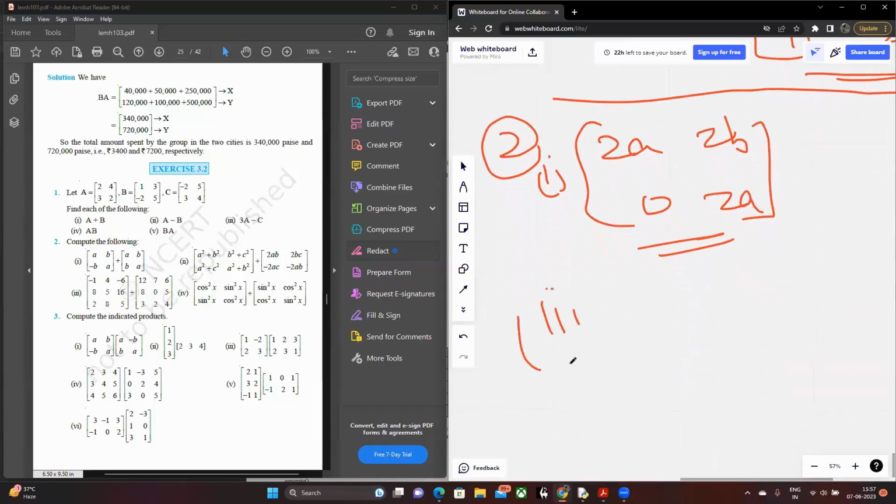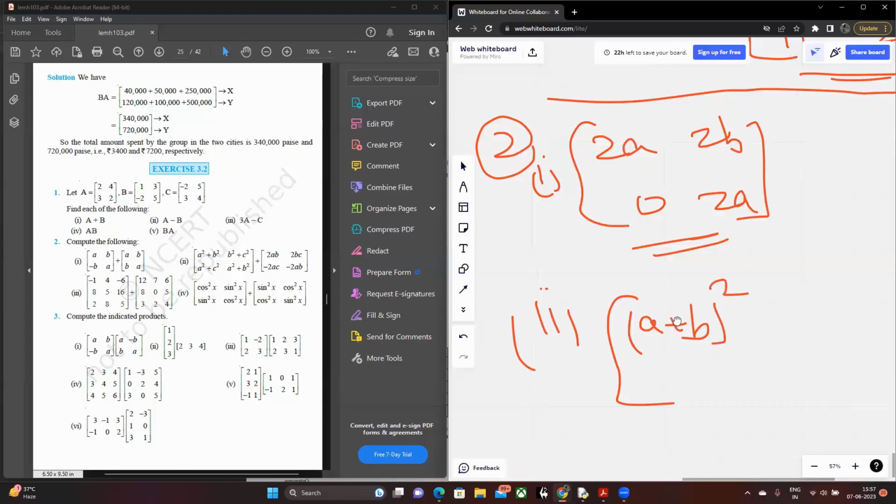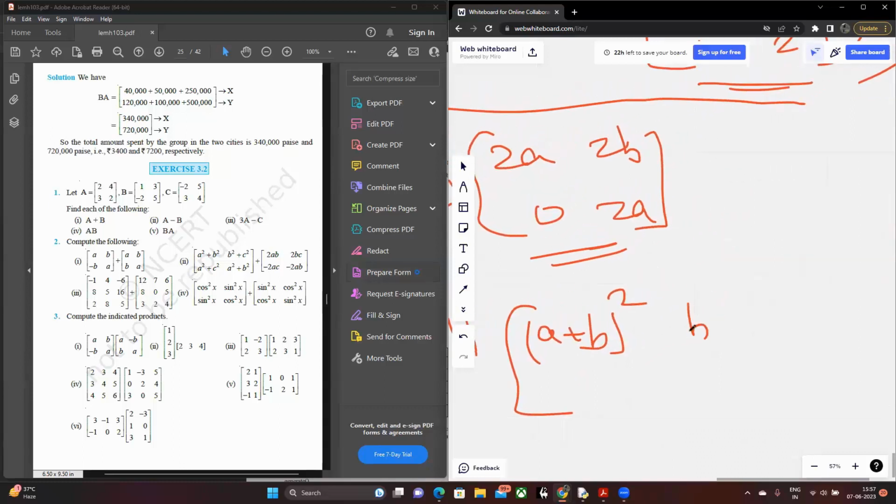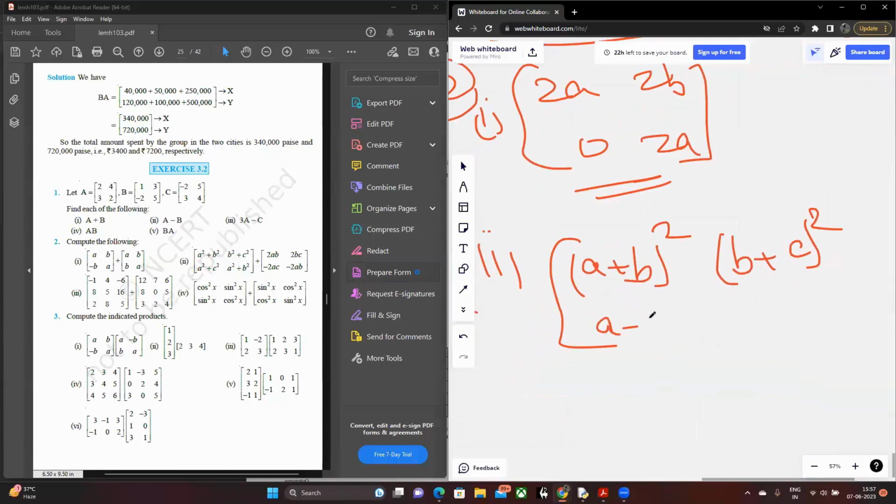Right? The second question again is going to be trivial. This is A square plus 2AB plus B square. That is going to be equal to A plus B the whole square. This is going to be B plus C the whole square. This is going to be equal to A minus C the whole square. And this is going to be equal to A minus B the whole square. Right? Because this is A square minus 2AC plus C square. This is A square minus 2AB plus C square.